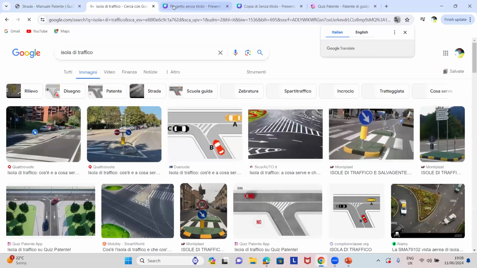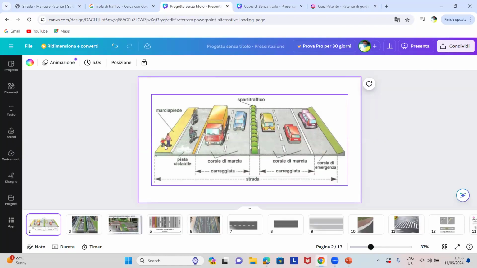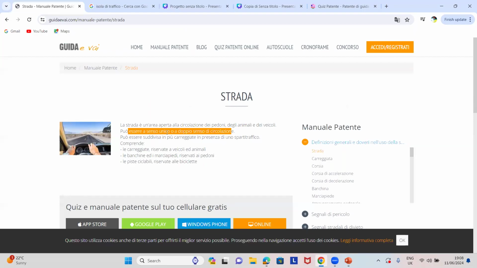What is strada? Strada is something like this. Everything you are seeing here. Inside the strada, you see marciapiede, pista ciclabile, carreggiata, even spartitraffico. Everything is inside strada. Now, strada può essere a senso unico o doppio senso di circolazione. Guys, my work in this class is to break down every word for you. Bring out your pen and paper so you can jot these things down. Now they say strada can be one-way movement, which is senso unico.